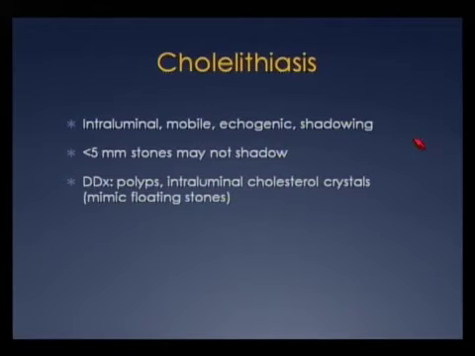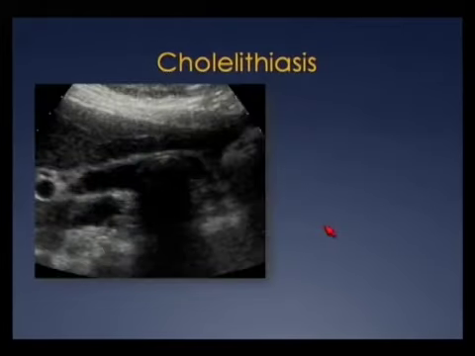Gallstones are probably the most common reason why we do right upper quadrant ultrasound. Gallstones are intraluminal, they move, they're echogenic, and they shadow. However, stones less than 5 millimeters may not shadow. The differential includes polyps, which do not move, and intraluminal cholesterol crystals, which can mimic floating stones.